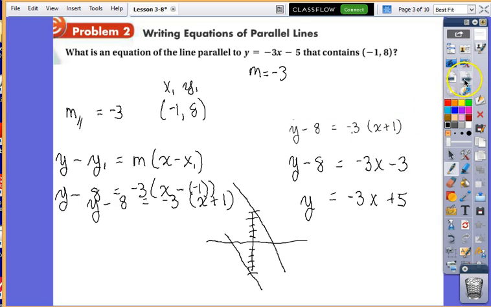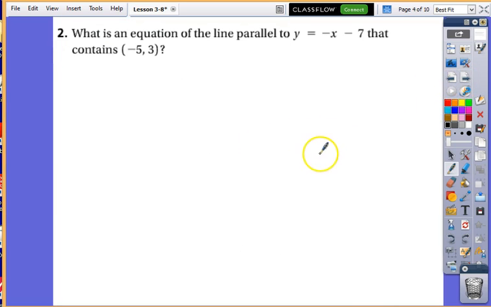All right, so what I want you to do now is pause this video, and let's see if you can write the equation of a line that's parallel to this line but goes through this point.